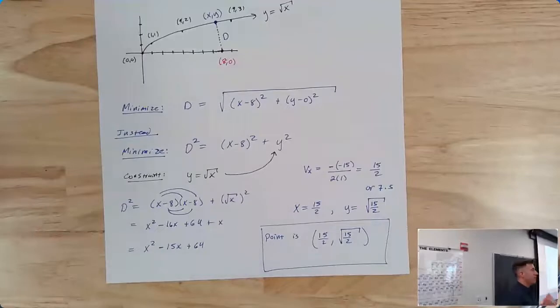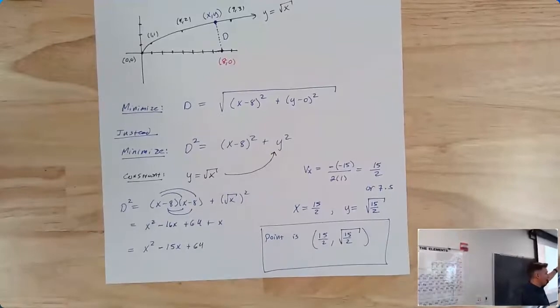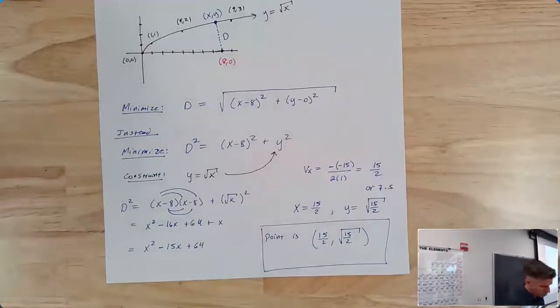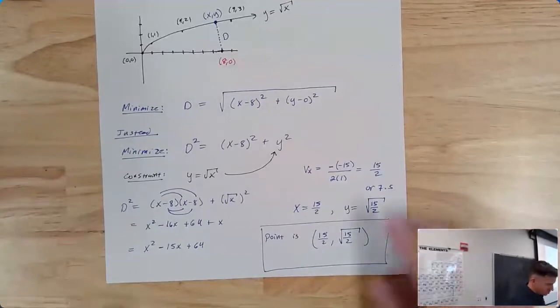So when you're finding the point on a graph that's closest to another point, you're always just minimizing the square of the distance between those two points. And one point will always be the unknown point, so it'll be kind of an (x, y), and the other point will be a given point, like in this case, (8, 0). Not too terrible. All right, last one.